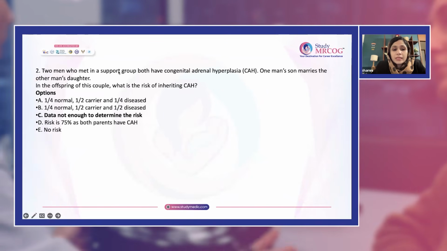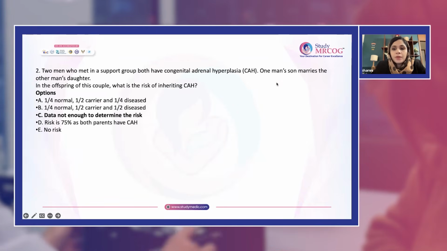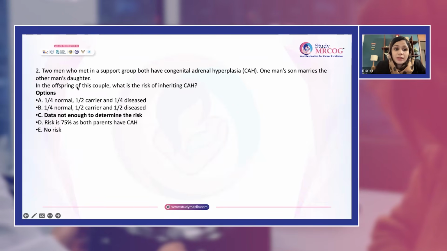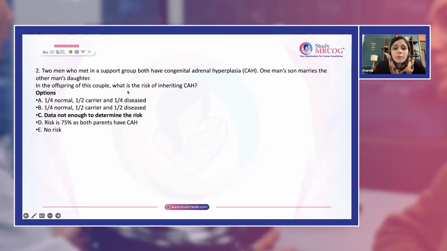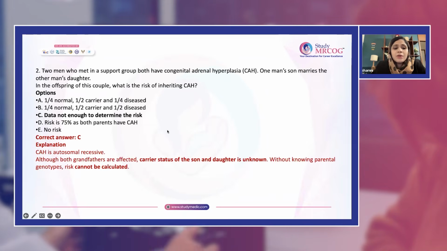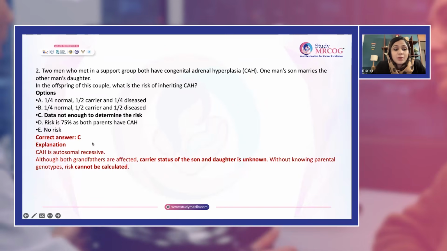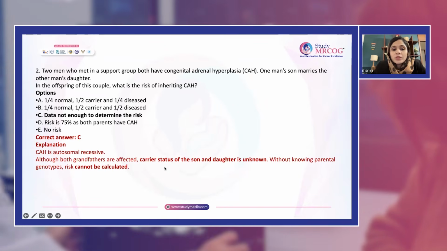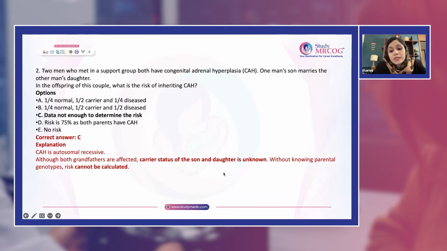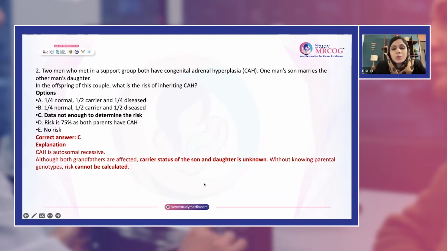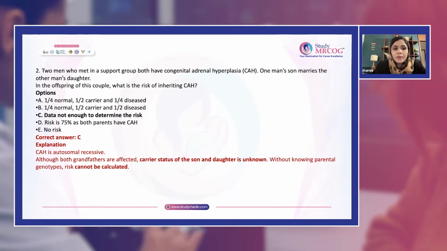Two men who met in a support group both have CAH. One man's son marries the other man's daughter. In the offspring of this couple, what is the risk of inheritance? We know that it is autosomal recessive, but here the answer is going to be C because we don't have enough data. Although both grandfathers are affected, the carrier status of the son and daughter is not known. So without knowing that, we won't be able to see the risk.